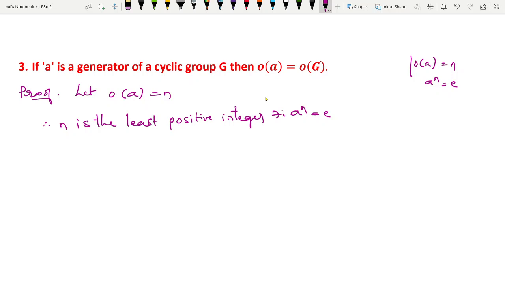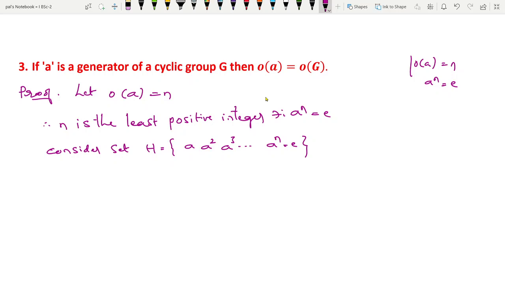Next, you consider one set. Consider the set H, which is like this: A, A square, A cube and so on. It should be like A to the power of n. As you know that A to the power of n is E, so you write A to the power of n is E.